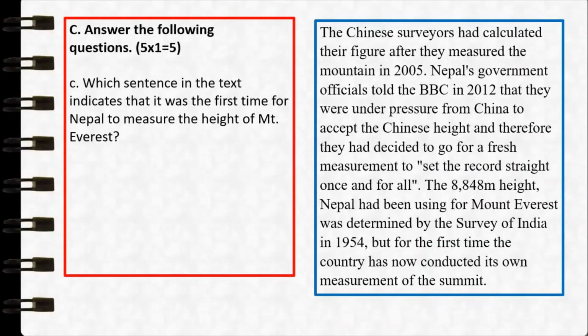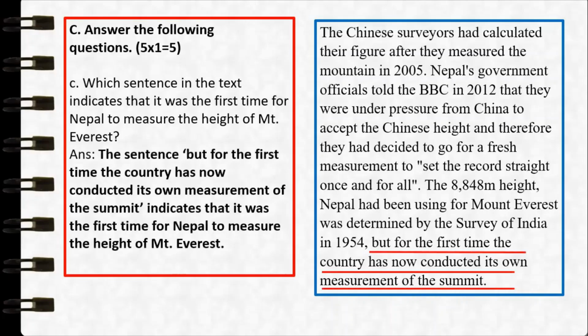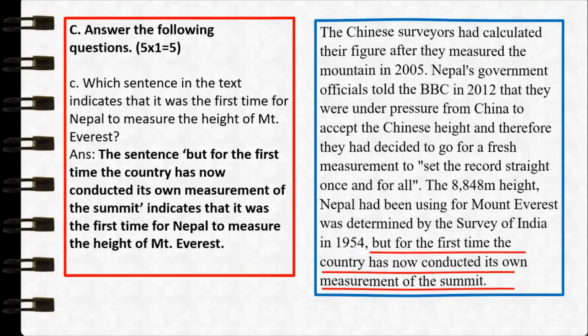Which sentence? It is asking for a sentence. So you have to put the sentence as it is, and here you go. So the answer is the sentence, "But for the first time the country has now conducted its own measurement of the summit," which indicates that it was the first time for Nepal to measure the height of Mount Everest.